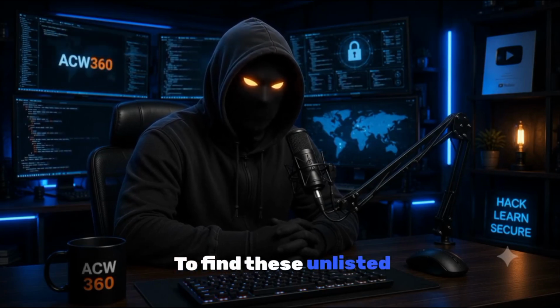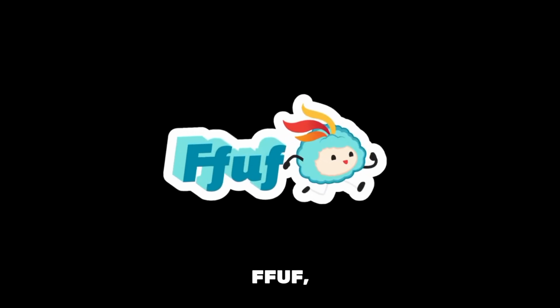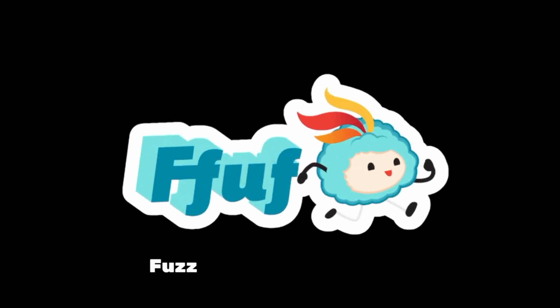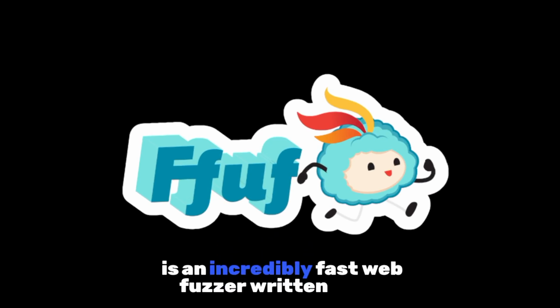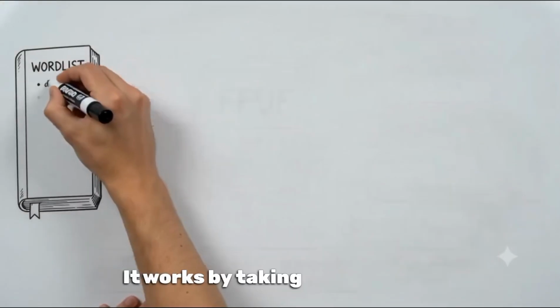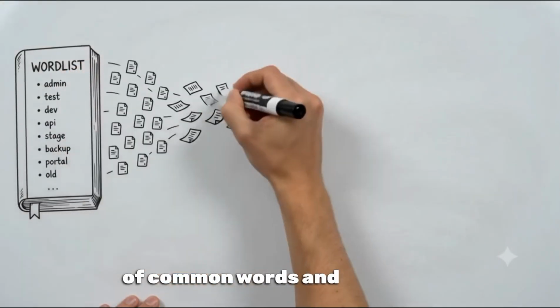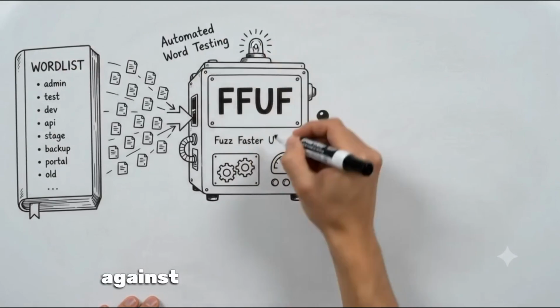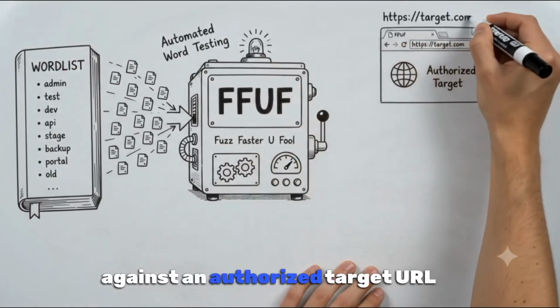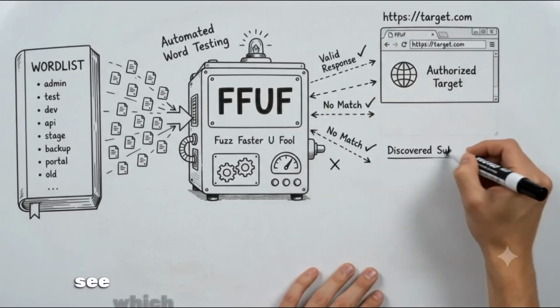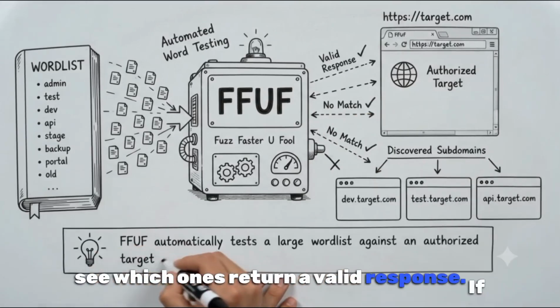What is FFUF? To find these unlisted subdomains, we don't guess them manually. We use a powerful automation engine called FFUF, which stands for Fuzz Faster You Fool. FFUF is an incredibly fast web fuzzer written in Go. It works by taking a massive list of common words and sending automated requests against an authorized target URL to see which ones return a valid response.